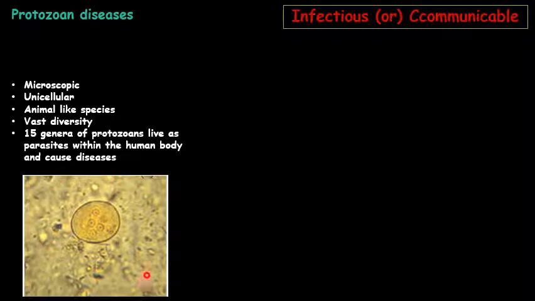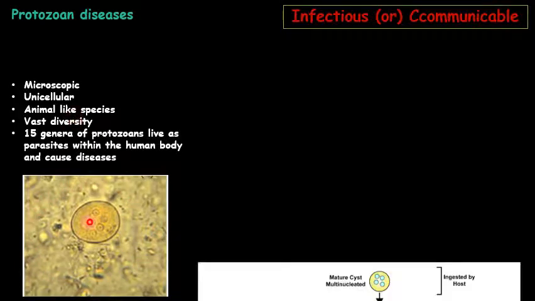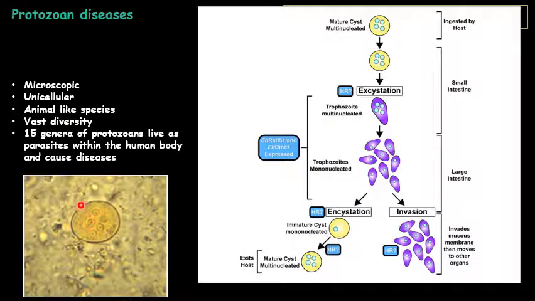Before I begin with amoebiosis, I would like to give you a flow chart of how the life cycle of this Entamoeba histolytica species takes place. If you look at this picture, this is the exact picture of the cyst of Entamoeba histolytica. This is how it will be present when you observe it under the microscope. This cyst will be present in the stools or fecal matter of the affected person.